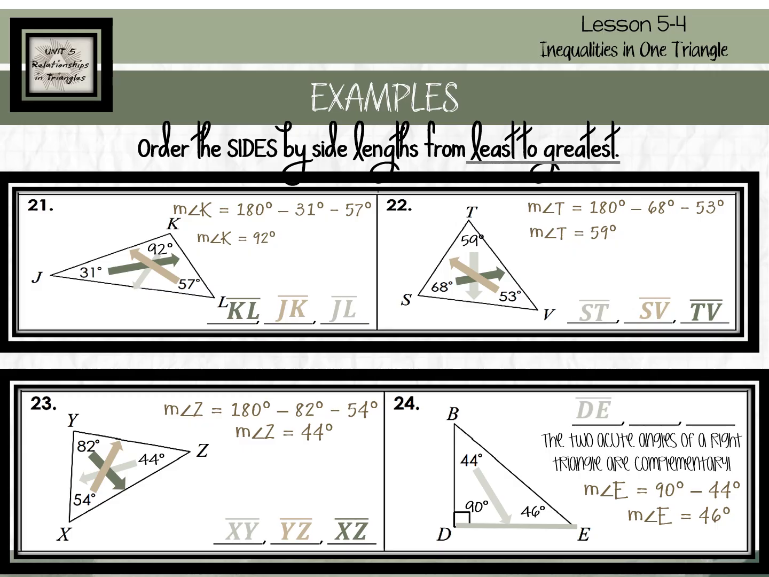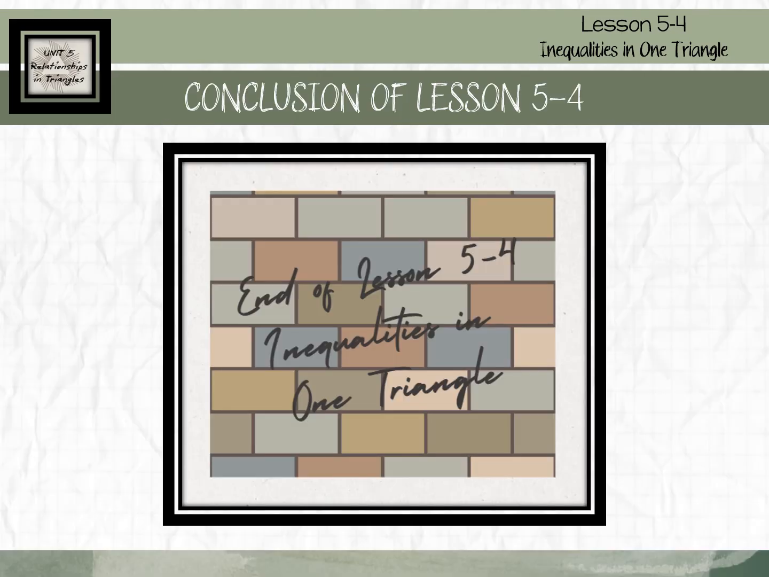Smallest angle, opposite side, is the shortest one, segment DE. Middle angle, opposite side, middle side, segment BD. And of course, the hypotenuse is the longest side, segment BE. That's the conclusion of lesson 5.4, inequalities in one triangle.